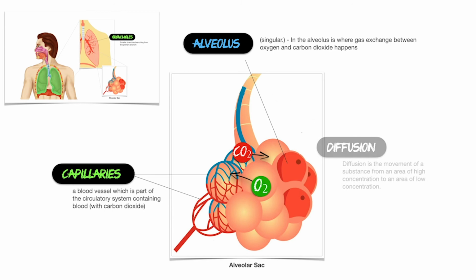Diffusion is an important process in this part. Diffusion is the movement of a substance from an area of high concentration to an area of low concentration. Diffusion is the spontaneous movement of gases, without the use of energy or effort by the body, between the alveoli and the capillaries in the lungs. This is why oxygen and carbon dioxide can easily be exchanged in the membrane.